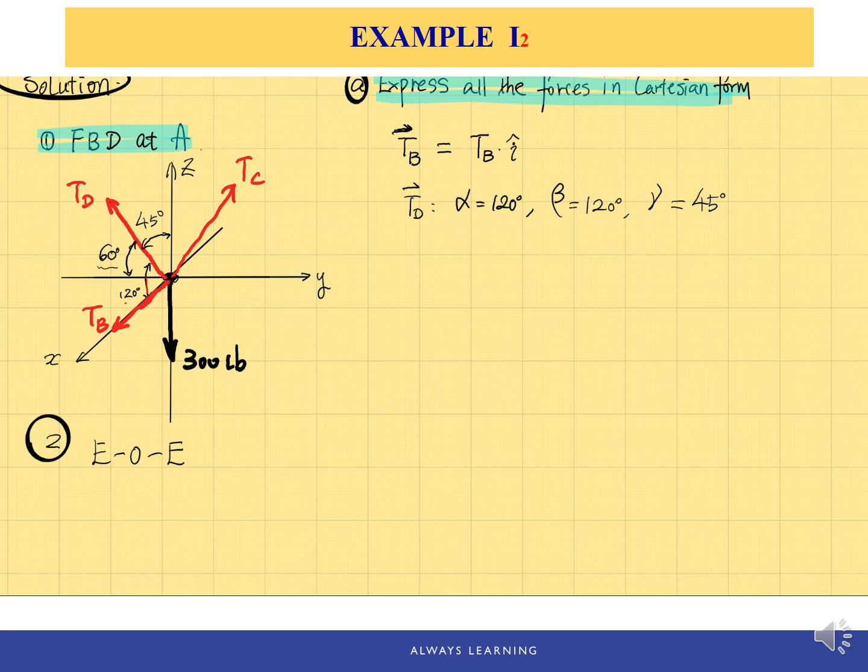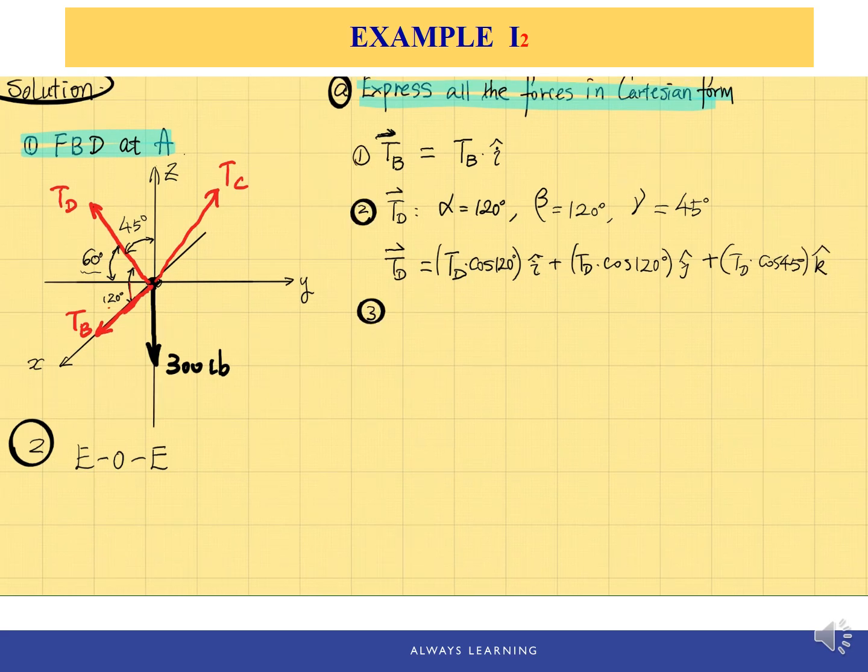With those direction angles, we can then write TD in vector form. So it becomes TD, the magnitude unknown, cosine alpha, that's the x component of the TD force, and TD cosine beta, well, we should put down the values directly here, and TD cosine 45 k hat.